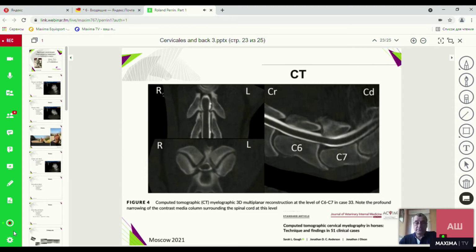And of course, you can do the myelography at the same time, and you have more precise information than if you do the myelography only with the X-ray. It is more interesting.